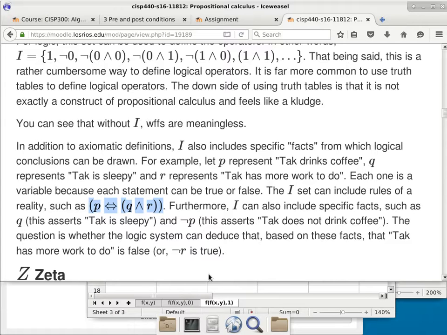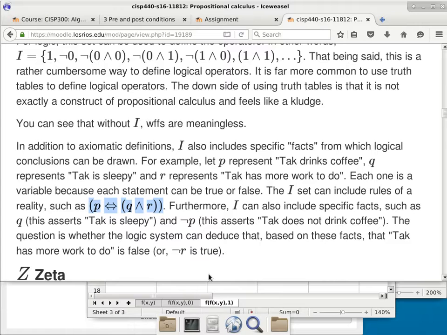At this point, looking at this paragraph, you can just look at PQR as shorthands of Tech drinks coffee, Tech is sleepy, or Tech has more work to do. They're just shorthands. We don't know whether Tech really is drinking coffee or not, whether Tech is sleepy or not, or whether Tech actually has more work to do or not. They're just representing the Boolean values that are behind the scene. So basically the variable names. They're variable names, yes. And instead of typing a whole lot of letters, we're just typing P, Q, and R.